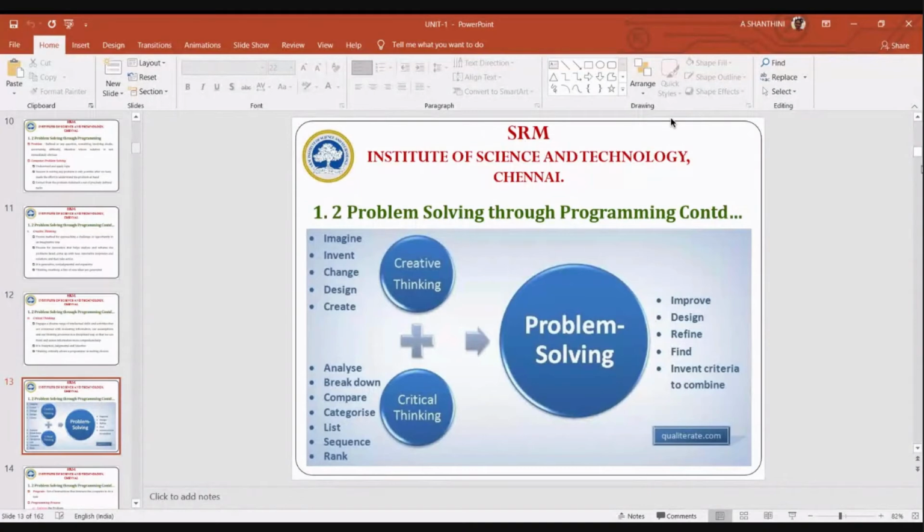I think you are able to view my slide, right? As you can see, you are going to create a new design, your ideas, and then you are going to analyze how you are going to implement it all. And this collectively will aid you in problem solving to find an effective solution to that problem.